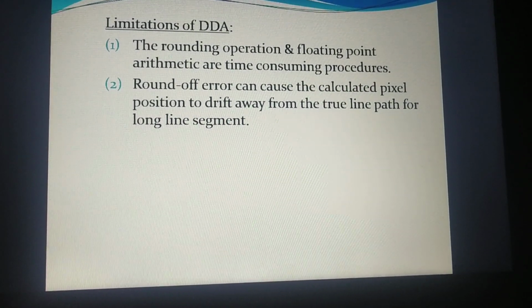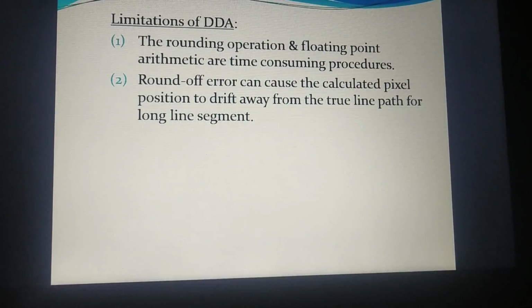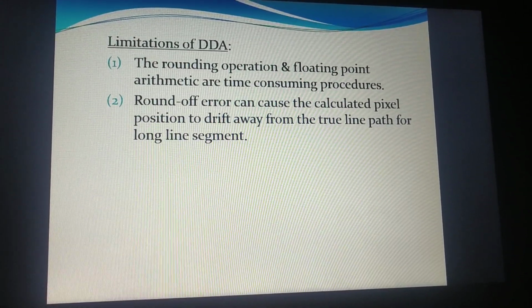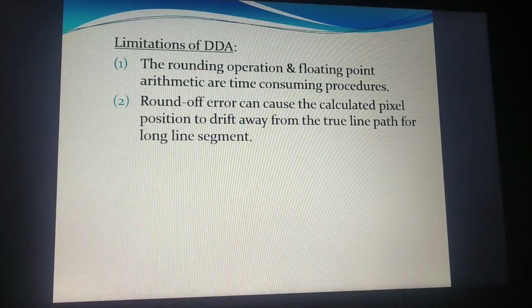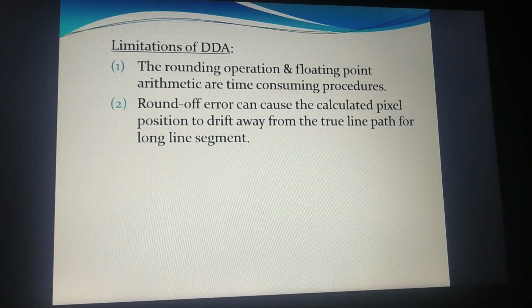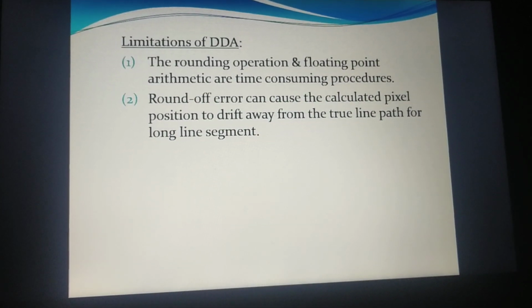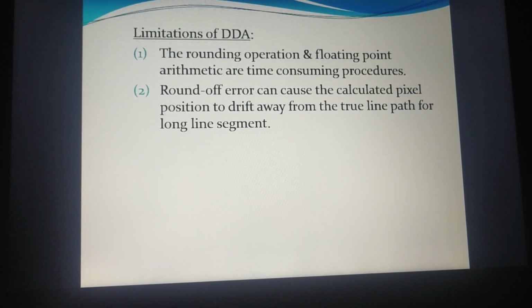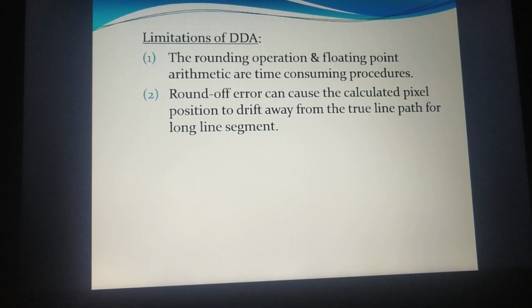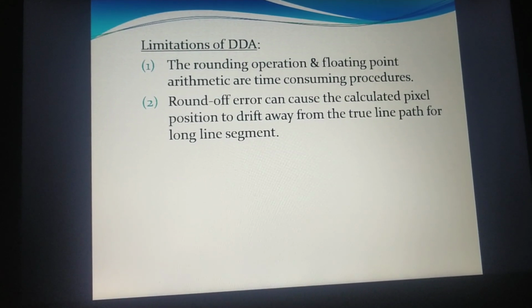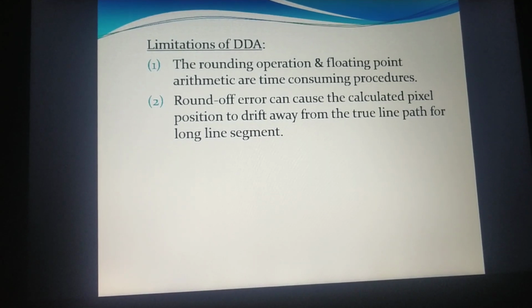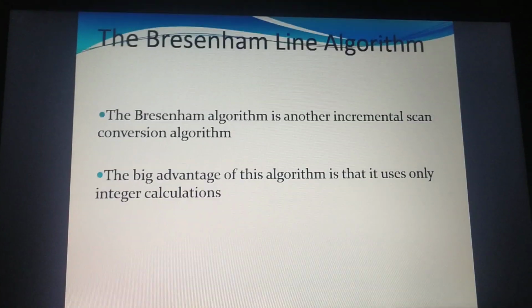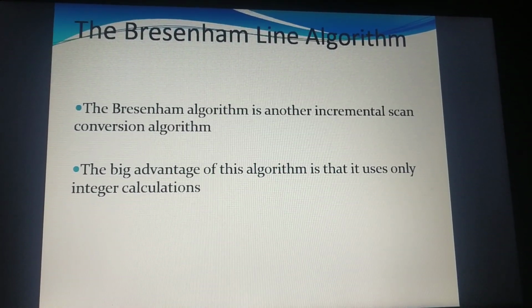Now we are coming to the limitations of DDA. DDA is fast and accurate, everything is right. Then what are the limitations of DDA? Why are we moving towards another algorithm in line drawing? This is the answer here. The rounding operation and floating point arithmetic are time consuming procedures. So we are going for another algorithm. Also, round off error can cause the calculated pixel position to drift away from the true line path for long line segments. If it drifts away, our line will not be a straight line, it will be a congested line. So I will go for another algorithm like the Bresenham line algorithm. Thank you.